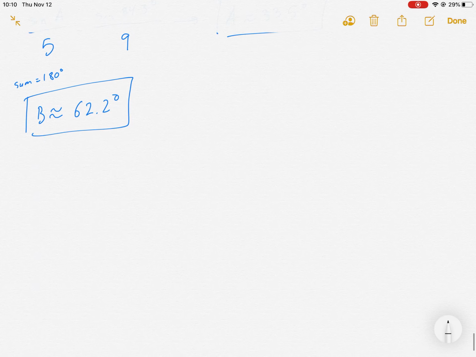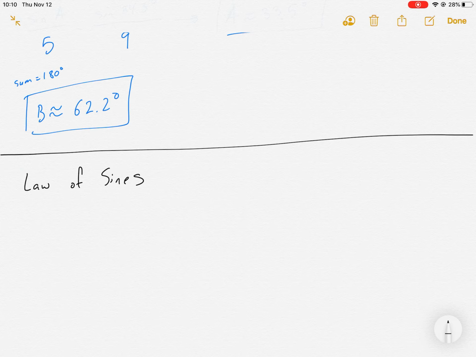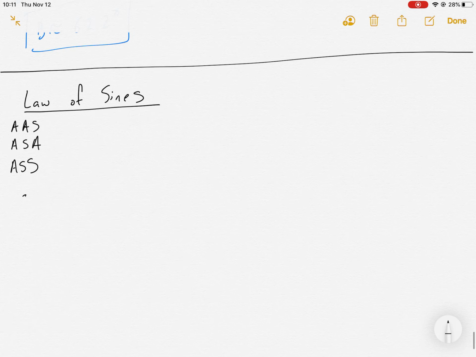So we've now covered law of sines and cosines. Keep in mind that in most problems, you're going to have to use a combo of both: law of cosines followed by law of sines, and then maybe the sum is 180. In law of sines problems, you don't necessarily have to use both, but you can if you want. Just to recap, the law of sines is used for AAS, ASA, and ASS, and it says that all of these ratios are equal.